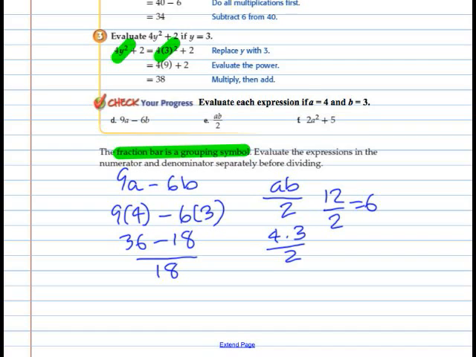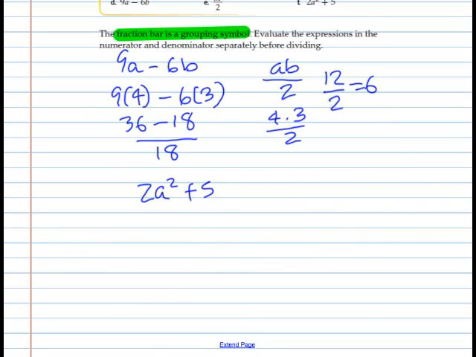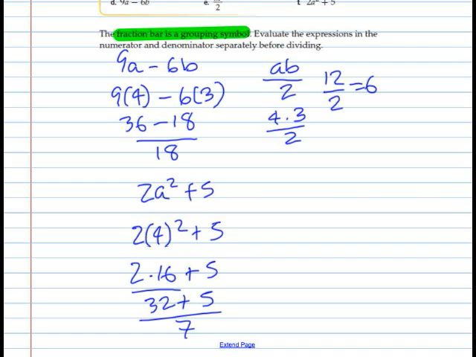In our third example, 2a squared plus 5. A again is 4, so it's 2 times 4 squared plus 5. 4 squared is 16, so 2 times 16 plus 5, 32 plus 5. The value of that expression is 37.